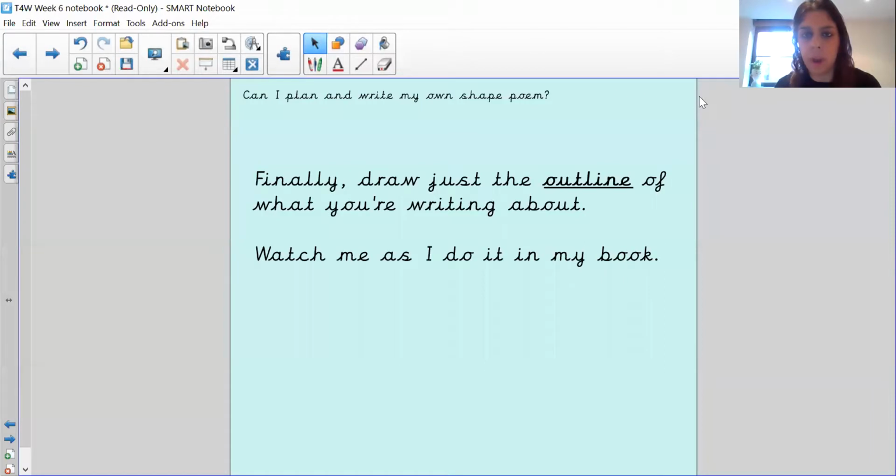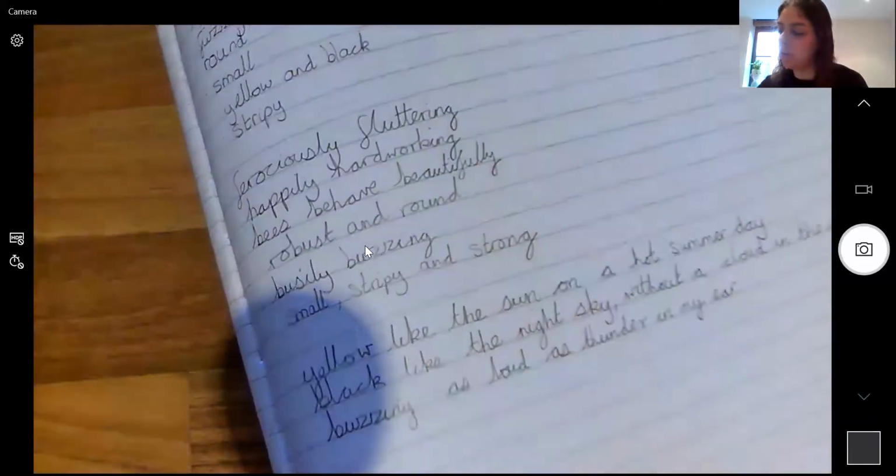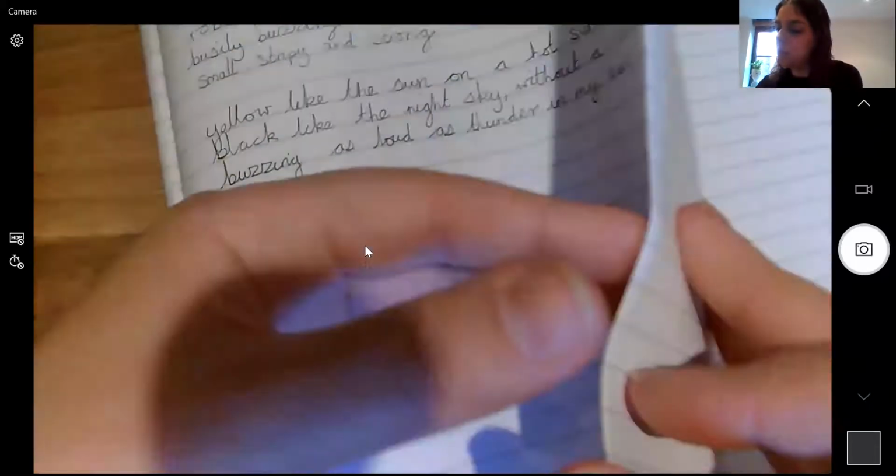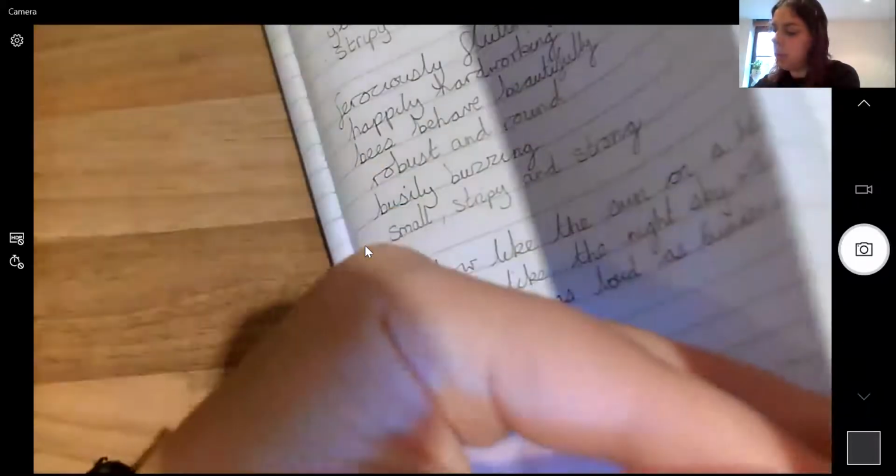So I'm going to draw my outline to show you an example, and then you'll be able to see what I mean in what sort of detail. So I've done my notes. I'm now going to draw my outline. Now you can do it on a new piece of paper. I'm going to do that just so I've got enough space. I'm going to turn my page.